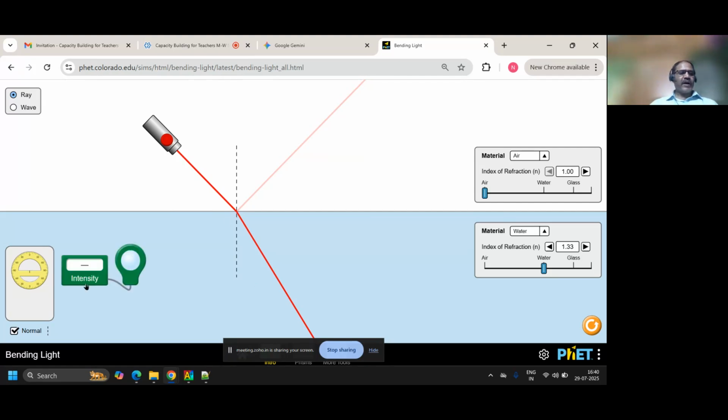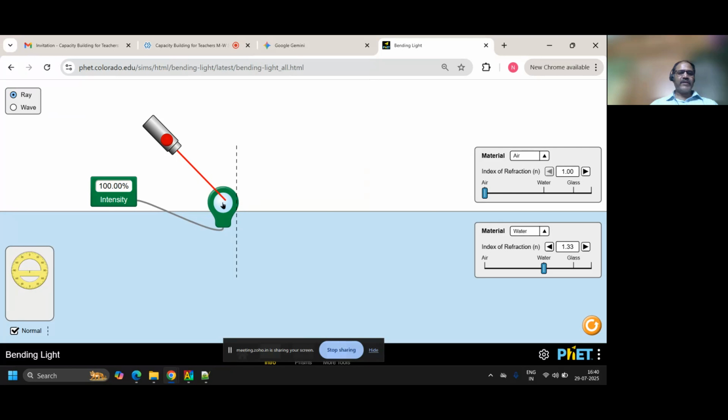Now I have an intensity meter. When I put it here, it is 100%. When I come here inside the water, after refraction, only 94.71% of that light is getting refracted. Now if I go back here, 5.29% is reflected. So the light has different properties.